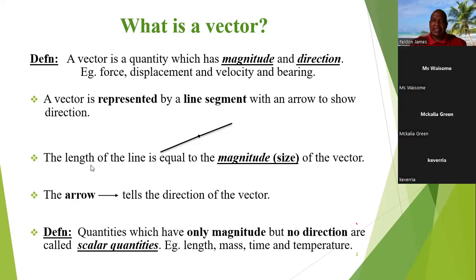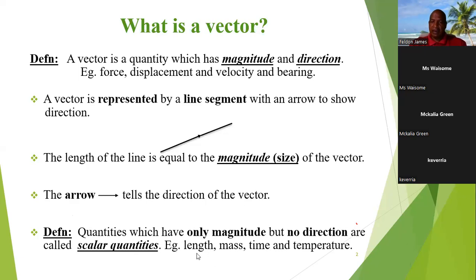All right, so with that said, that is how we represent vectors. Now, if a quantity is not a vector quantity, that quantity would be a scalar quantity. So what is a scalar quantity? A quantity which has only magnitude, meaning only size, but no direction. All those quantities, we call scalar quantities.